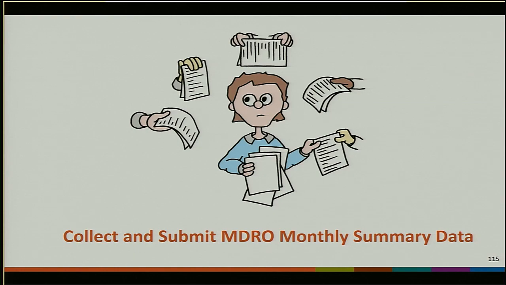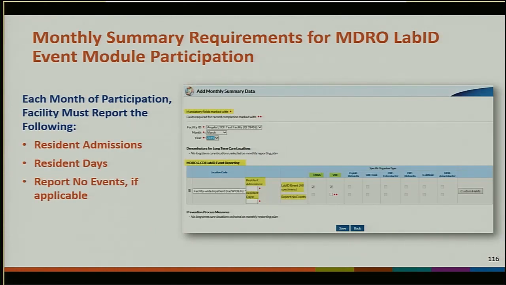So next we're going to look at the monthly summary data for MDROs, which is very similar to CDI. So it's in the same section here. You're going to have your resident admissions, resident days. Again, whichever organisms are included in your monthly reporting plan are going to be checked. You know, there's going to be a check mark on this box. So you see C. difficile is not included in this one, right? And then report no events. You notice how MRSA is grayed out, because that means we've already reported an event during this month, but we did not report a VRE event. So you guys see the difference?